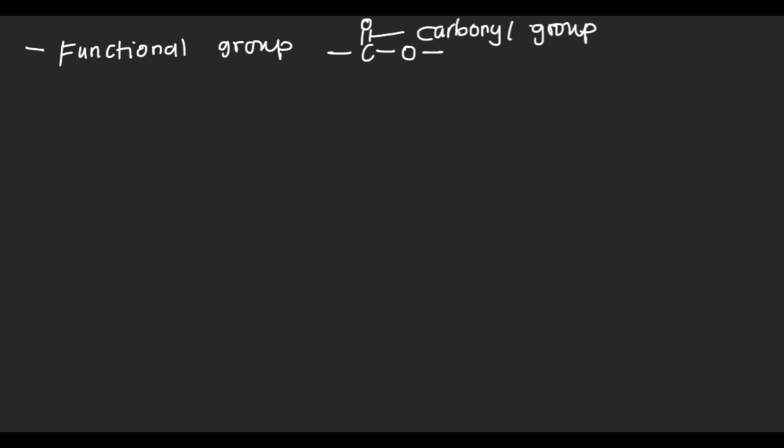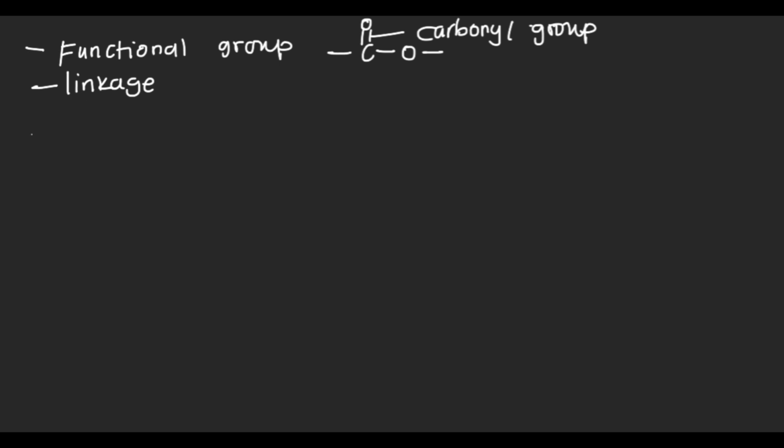Whenever you see a carbonyl group and the oxygen where we have this type of double bond, it is an indication that we are dealing with the esters. Now, this functional group is also known as the ester linkage. So it's a linkage because it links the alcohol and the acidic part of that particular ester.